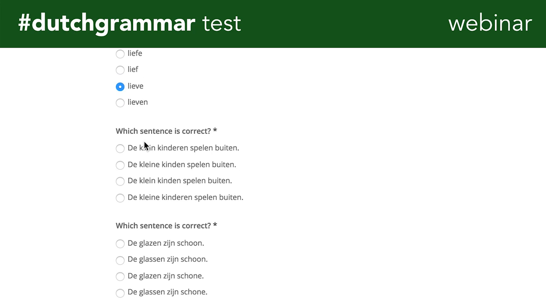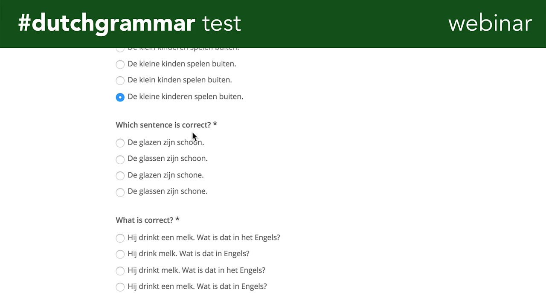Next one. Which sentence is correct? Apparently, two things are tested here. The plural of kind, and that is kinderen, something we discussed in lesson 44. There are a few nouns that end on eren in the plural. And the other thing, again, the adjective rule. It's plural, and then we always get the extra e, because plural nouns are always de words.